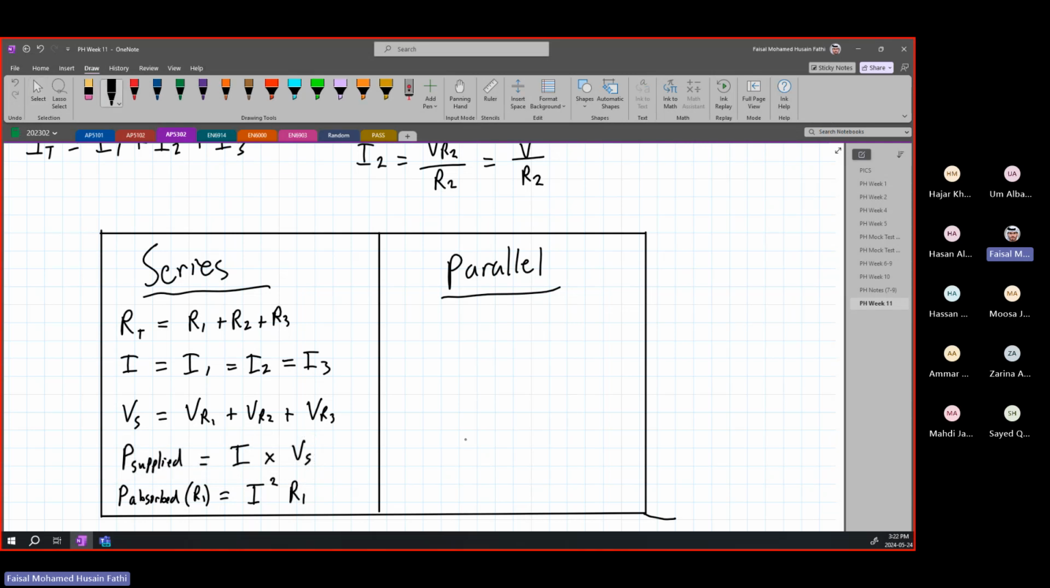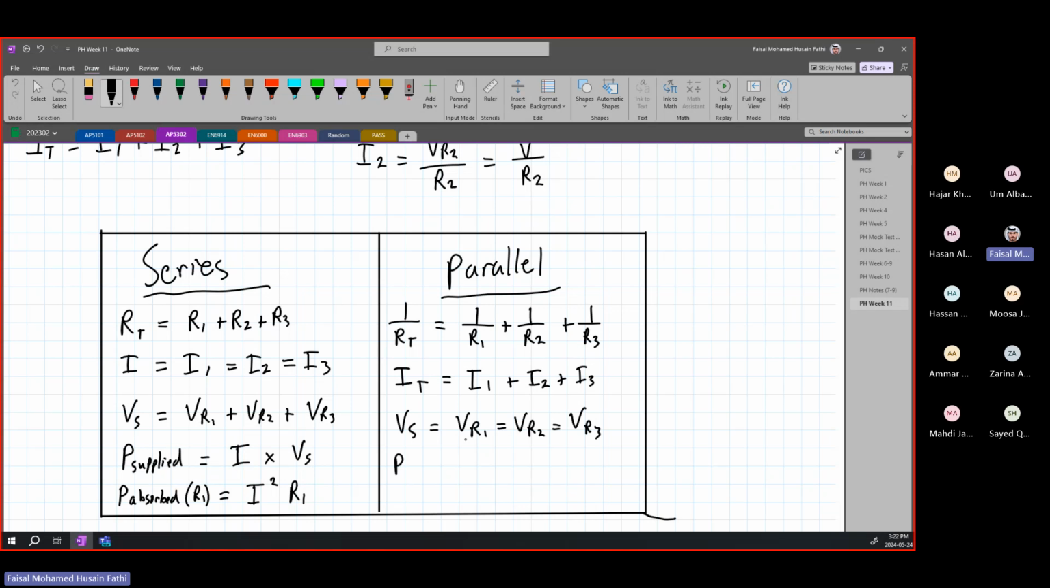What about parallel? We know that 1 over RT is going to be 1 over R1 plus 1 over R2 plus 1 over R3. Okay, the current here is now no longer all equal, so the total current is going to be equal to I1 plus I2 plus I3, and the voltage now is going to be all equal in a parallel case, so VR1 is equal to VR2, which is equal to VR3.